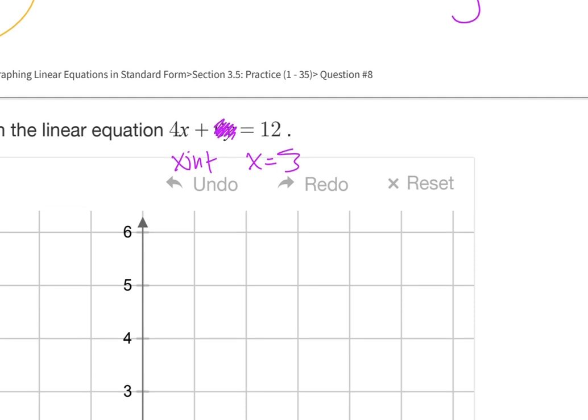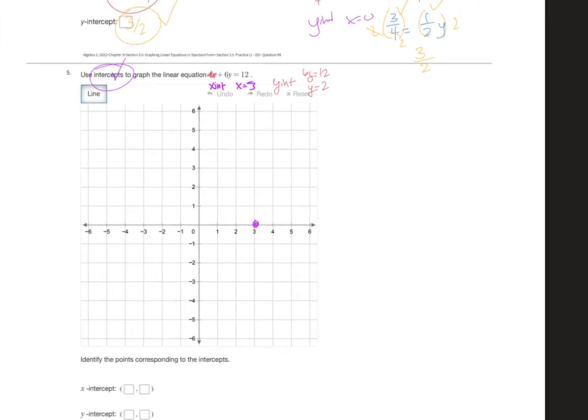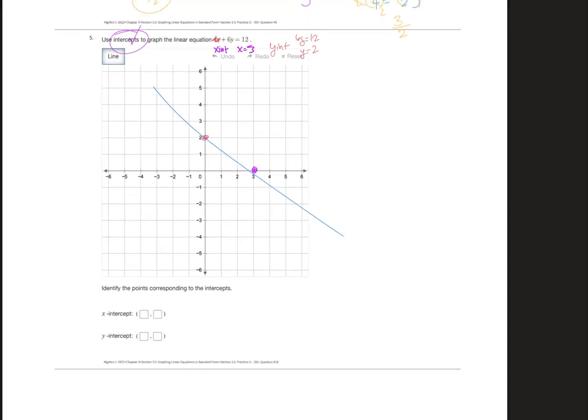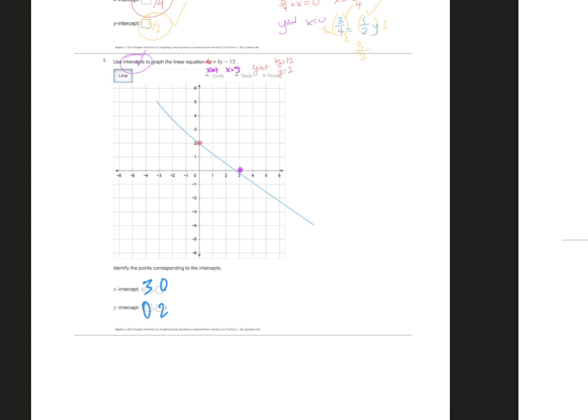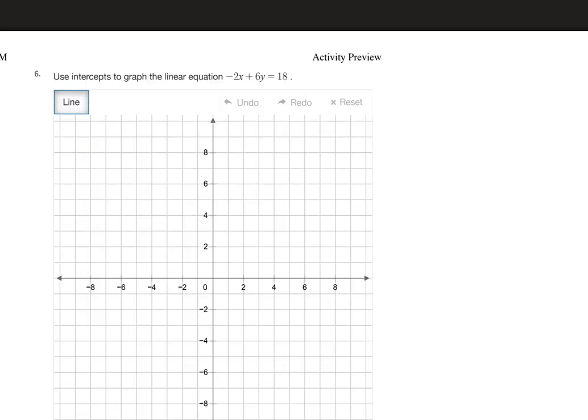The y-intercept, well, we got to get rid of that first. The y-intercept happens when x is 0. 6y is 12, so y equals 2. Right there, and something like that. Identify the corresponding points to the intercepts. Well, we did that. So the x-intercept is 3, 0. The y-intercept is 0, 2. Cool. Well, maybe I was lying. Maybe they're lying because there's a negative right there, and generally speaking, it's supposed to be positive, but whatever.